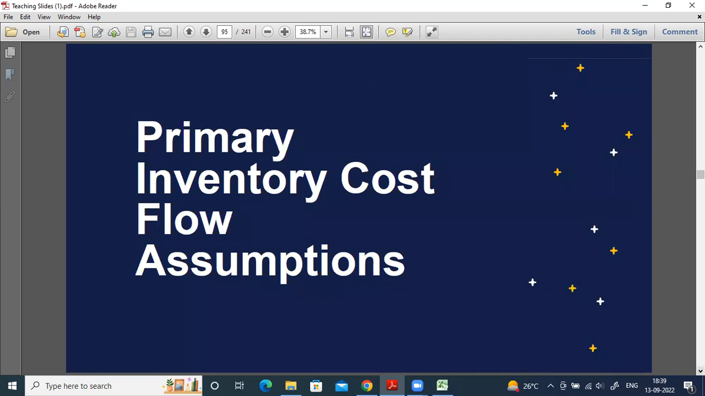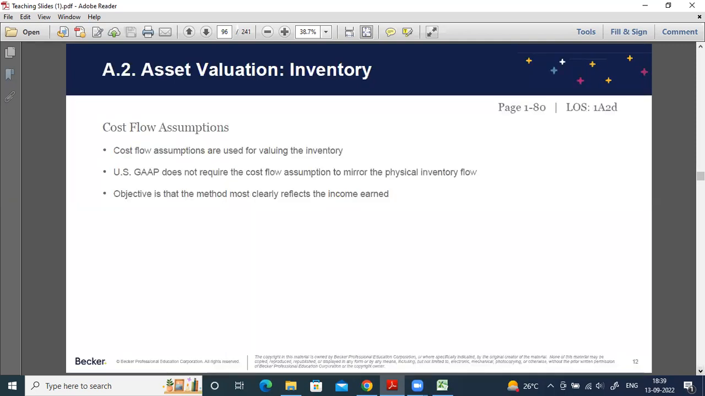Primary inventory cost flow assumptions. There are certain key assumptions which we need to consider. Cost flow assumptions are used for valuing the inventory. As per US GAAP, it does not require the cost flow assumptions to mirror the physical inventory flow. The objective is that the method most clearly reflects the income earned. Most important thing is that cost flow assumptions are used for valuing the inventory.